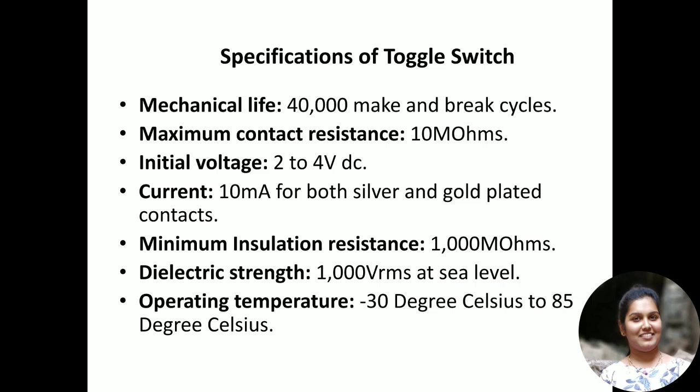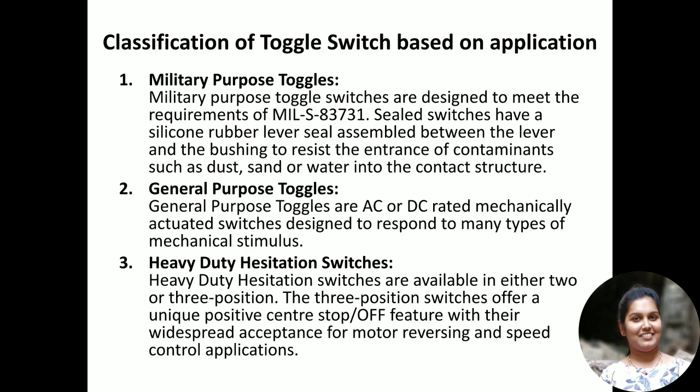So the main advantage of the toggle switch is that the mechanical life, as well as the operating temperature and the minimum insulation resistance, are far better when compared with the normal rocker kind of or normal mechanical kind of switches. That is why a toggle switch is preferable in places where a rocker switch can be replaced. Next we'll see the classification of toggle switches based on the application.